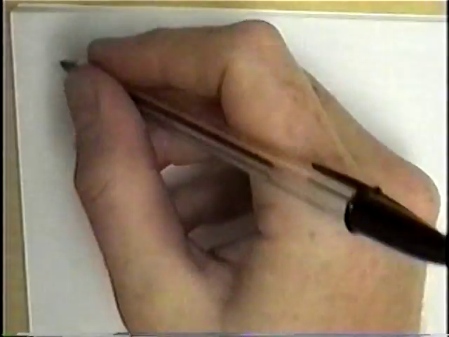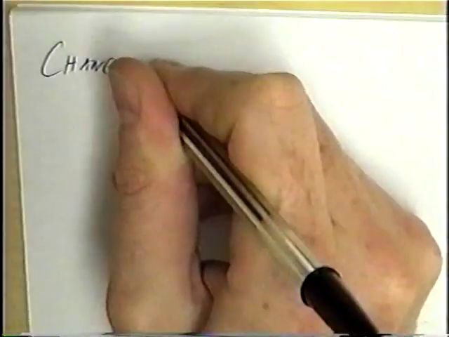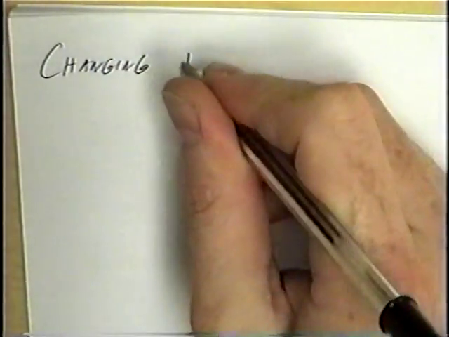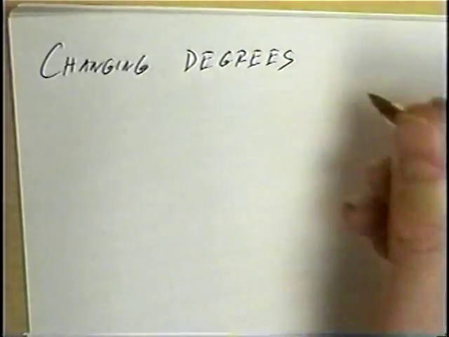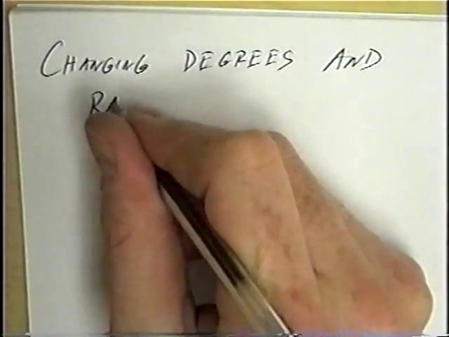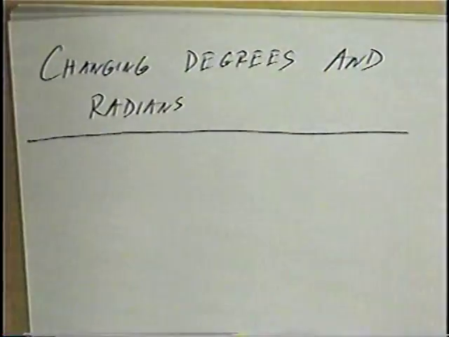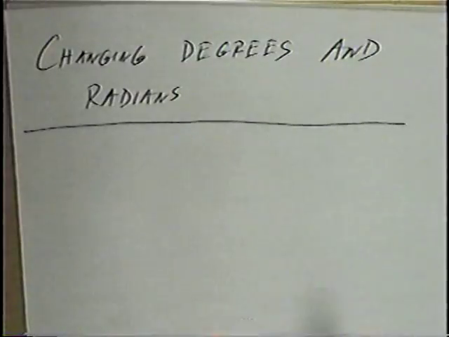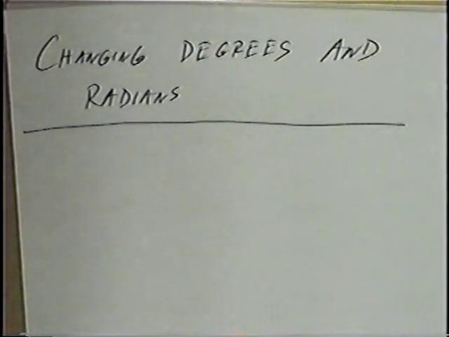Title of the first section today is Changing Degrees and Radians. In this section, we'll look at how to change degrees to radians and also radians to degrees.